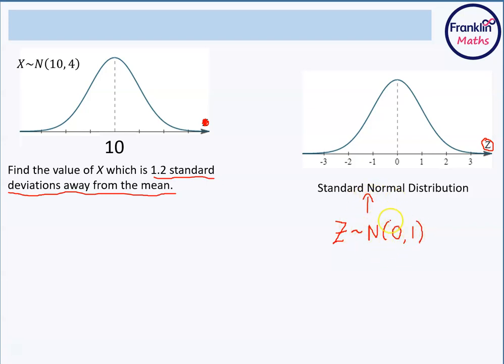This one is quite nice to work with, and all normal distributions that we have can be converted into that one by moving the mean or translating the mean across and then dividing through by the standard deviation. It is quite nice too, but we will be doing more of this in later videos. Okay, so if we've got 1.2 standard deviations away from the mean, that tells us then that z is equal to 1.2.